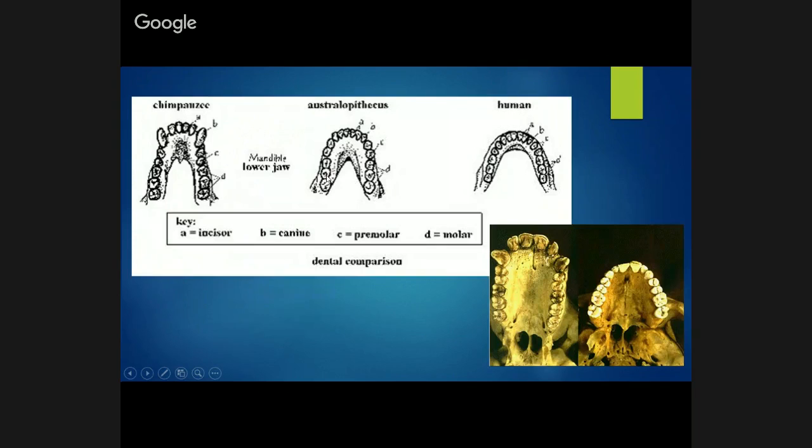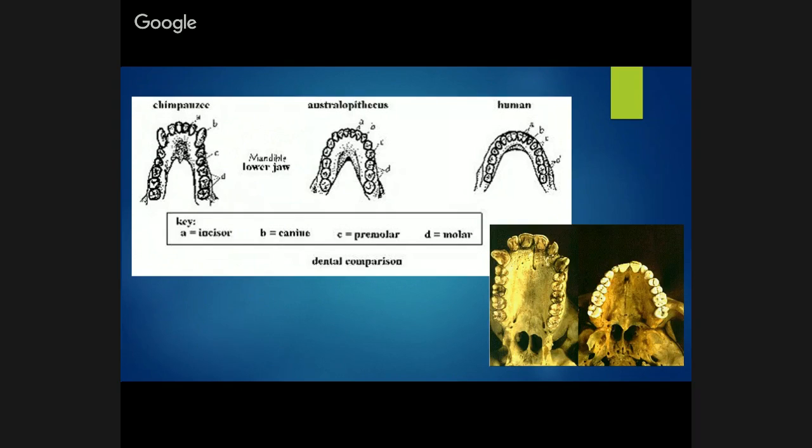This is an example of how we have the same dentition of other closely related species. In this slide, we have a comparison of a chimpanzee, an Australopithecus, and a human dentition. We can see the number of teeth and the types of teeth are identical in all 3 species. The only difference here that we see is the narrowness of the mandible or the jaw and the size of the teeth. The most notable difference in teeth size is the canine. The canine teeth in the chimpanzees are significantly larger than the canines found in both the Australopithecus and the human.